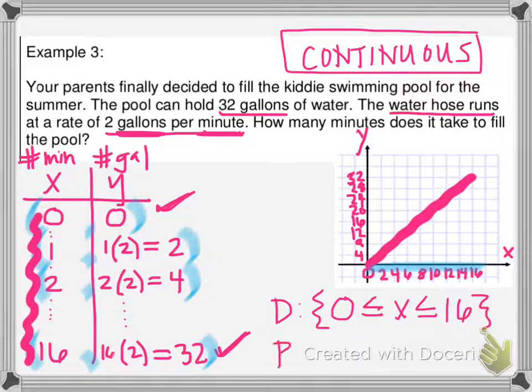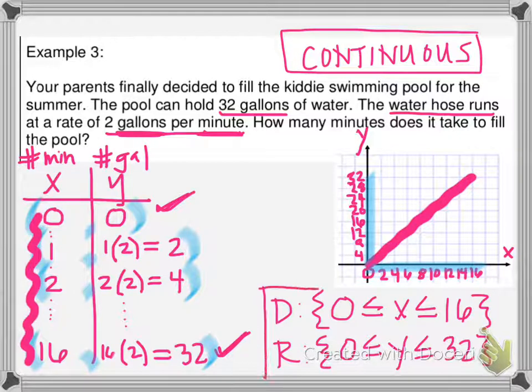There's my domain. Now for my range, remember we're looking at the y values from lowest to highest, least to greatest. So the lowest y value down at the bottom is 0. Again, we're going to put our less than or equal to. This time we're going to put y because that's our range. Put another less than or equal. The reason why they're all less than or equals is because we don't have any open dots. And then our largest y value is that 32 gallons. So there's your domain and range.